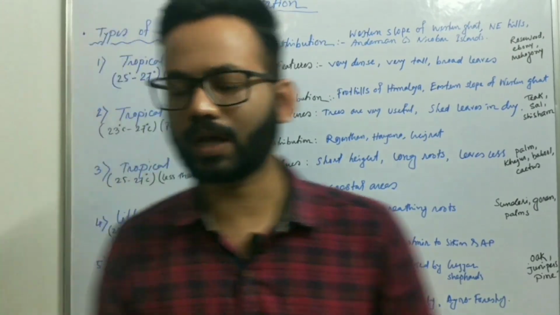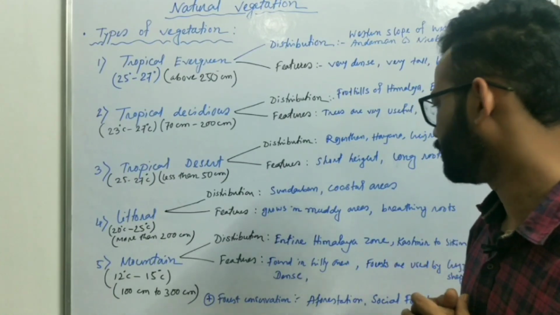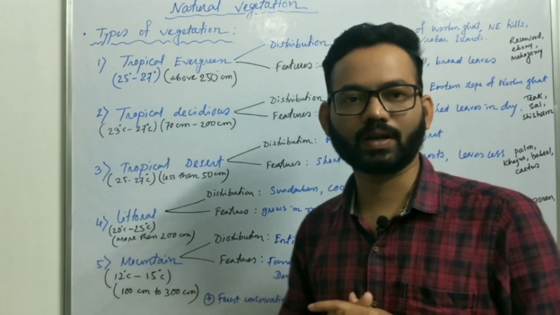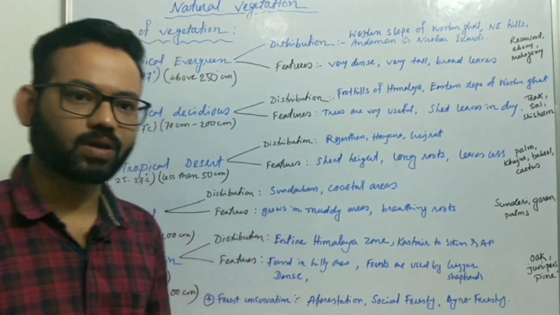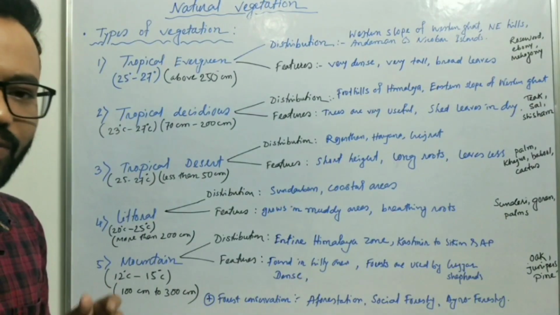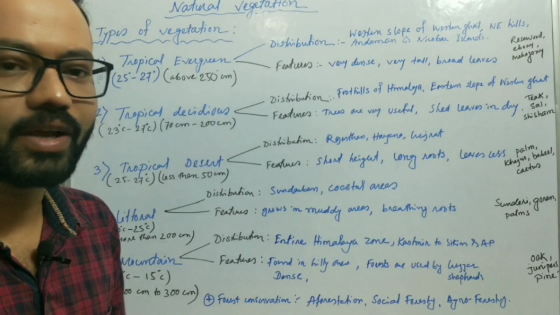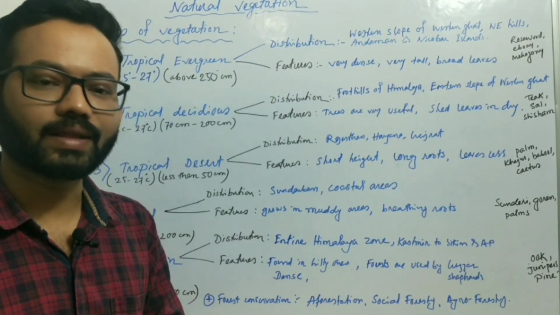Then comes number five, mountain forest. The temperature is from 12 degrees centigrade to 15 degrees centigrade, very much cool compared to the other types of vegetation. And the rainfall is between 100 centimeter to 300 centimeter in that particular region.